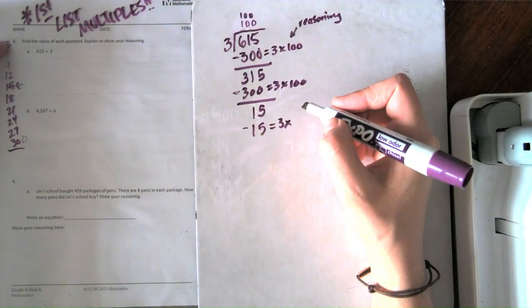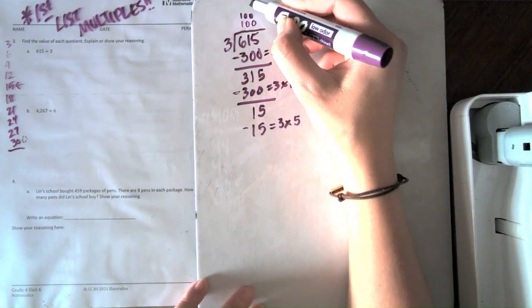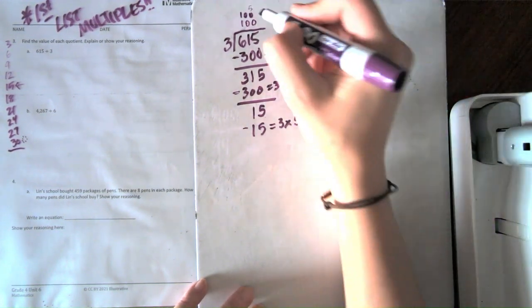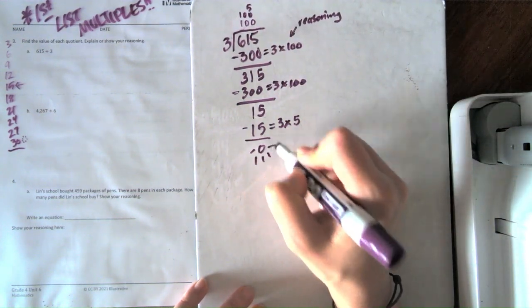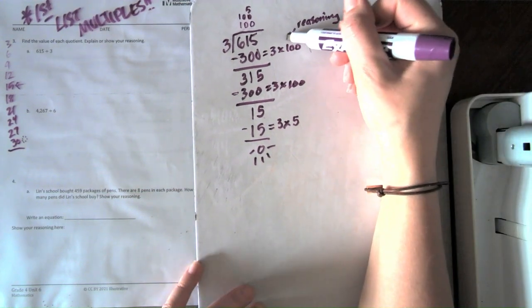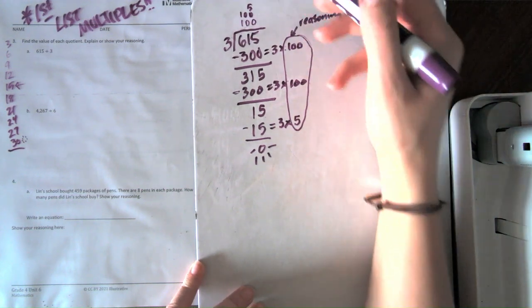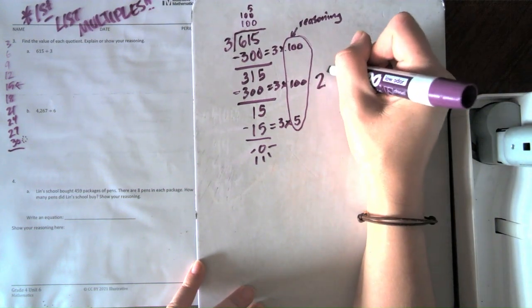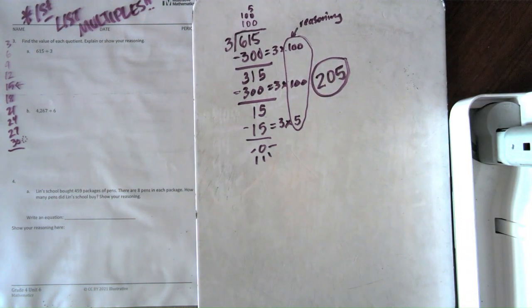1, 2, 3, 4, 5. 3 times 5 equals 15. So my 5 is going to go up here. And then when I subtract, I get that 0. And that is what I'm looking for. These are my answers, my partial quotients. I put them up here, which means that my actual answer is 205 because I add up my partial quotients. That's my actual answer. Now, that's the first strategy.